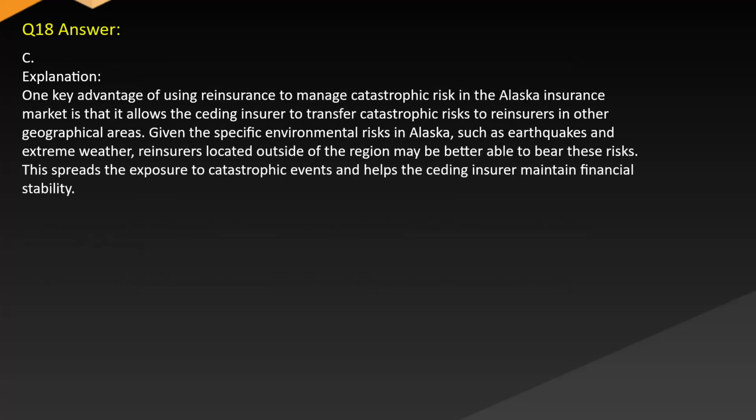Answer C. Explanation. One key advantage of using reinsurance to manage catastrophic risk in the Alaska insurance market is that it allows the ceding insurer to transfer catastrophic risks to reinsurers in other geographical areas. Given the specific environmental risks in Alaska, such as earthquakes and extreme weather, reinsurers located outside of the region may be better able to bear these risks. This spreads the exposure to catastrophic losses and helps the ceding insurer maintain financial stability.